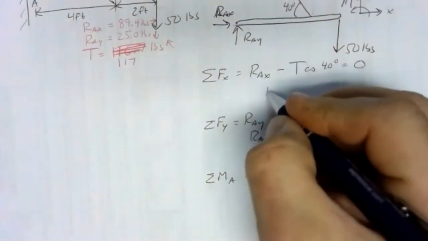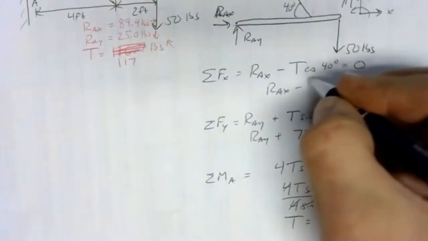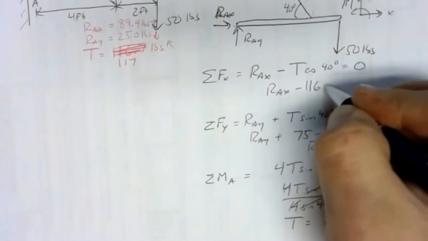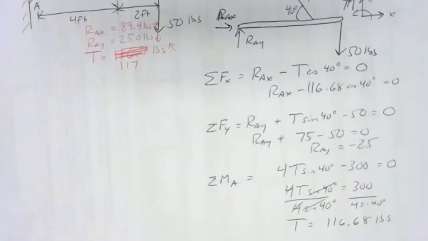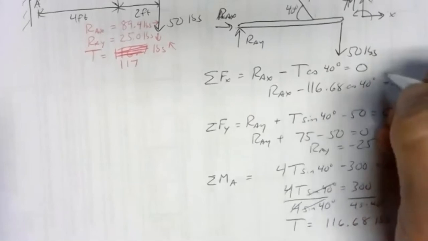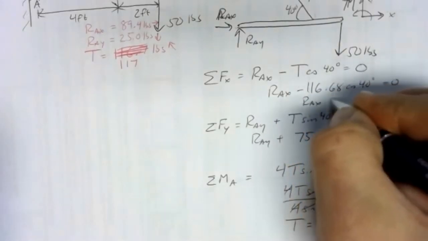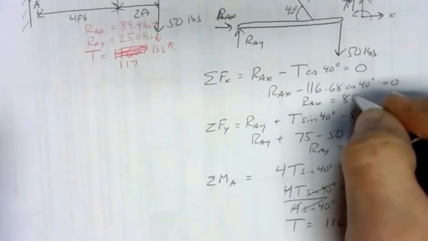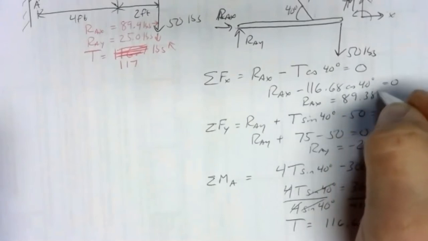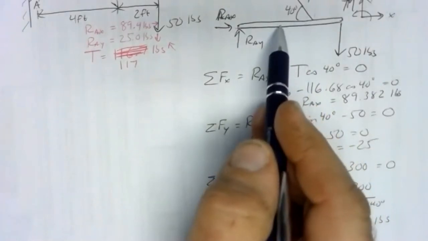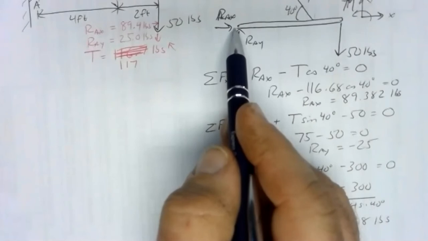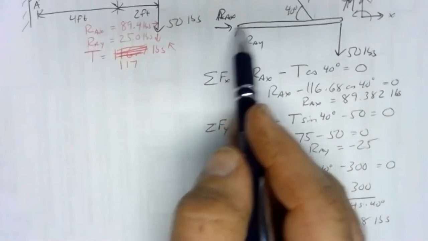If we go back up to the X direction equation, we have RAX minus T cosine 40, which is 116.68 cosine of 40. That's 89.382. So RAX, once you solve that all the way out, will be a positive 89.382. That's how much the rope is pulling to the side. So that's how much the support has to push in the opposite direction to balance it out.